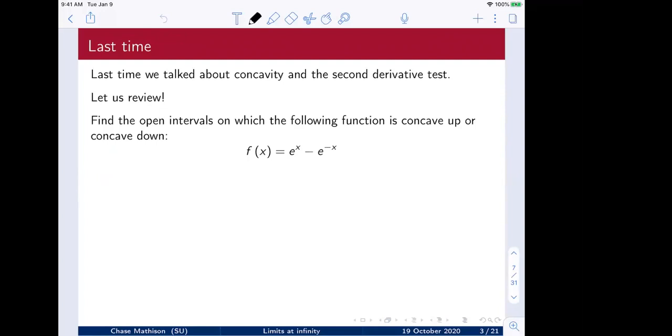Second derivative, exactly. So in order to take the second derivative of this function, I should probably take the first derivative of this function. So what is f prime of x for us? Well, what's the derivative of e to the x? E to the x. Perfecto. And then minus the derivative of e to the minus x. What is that?